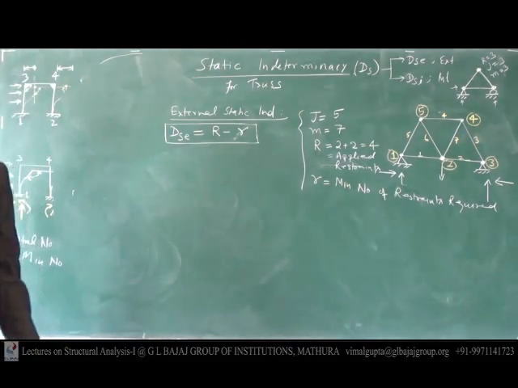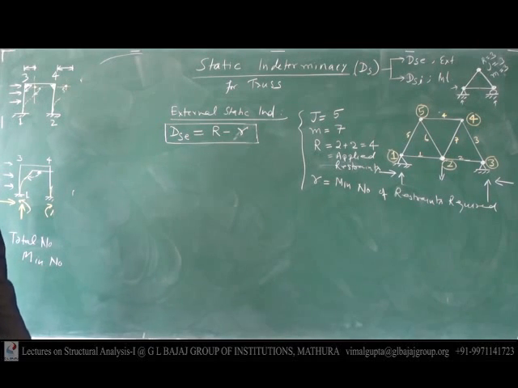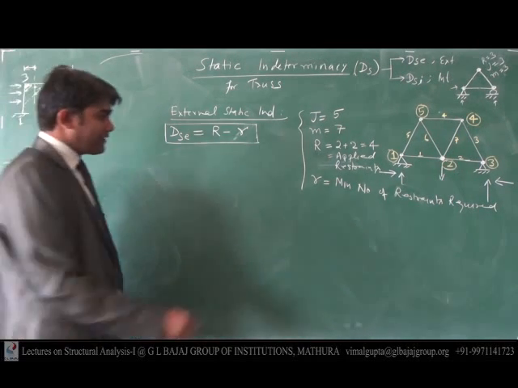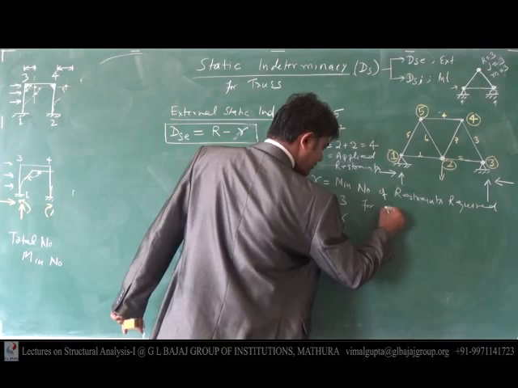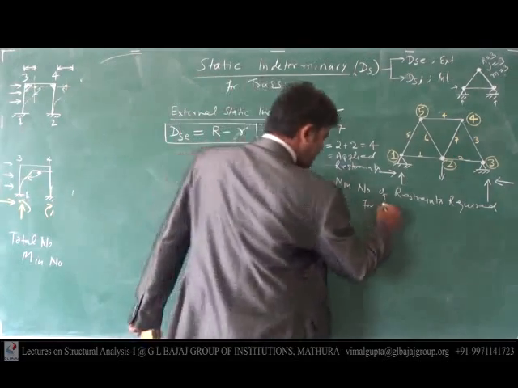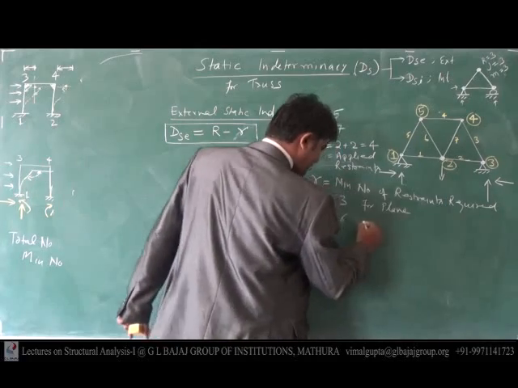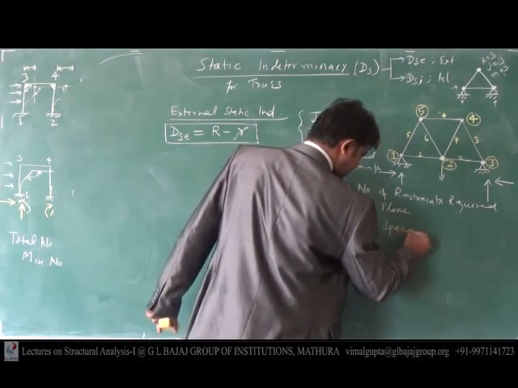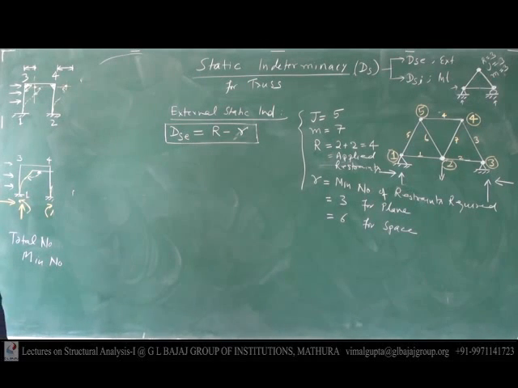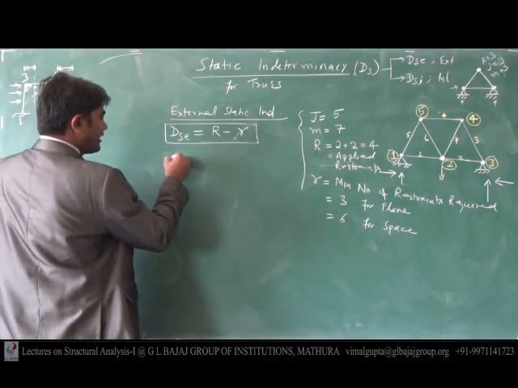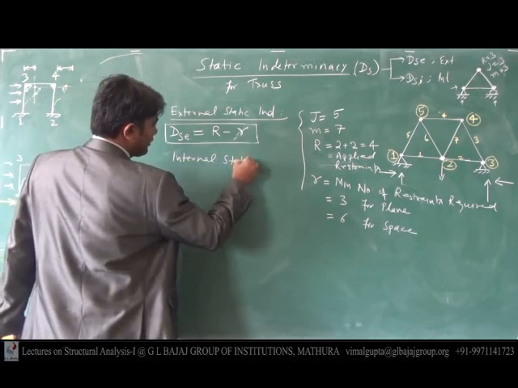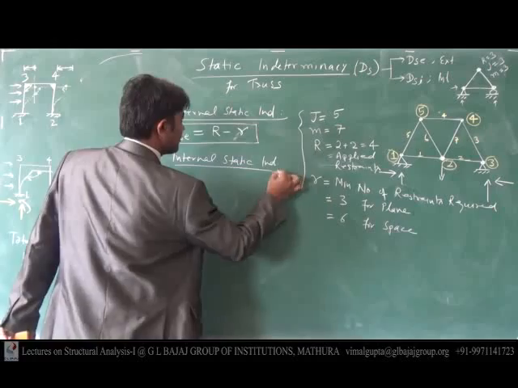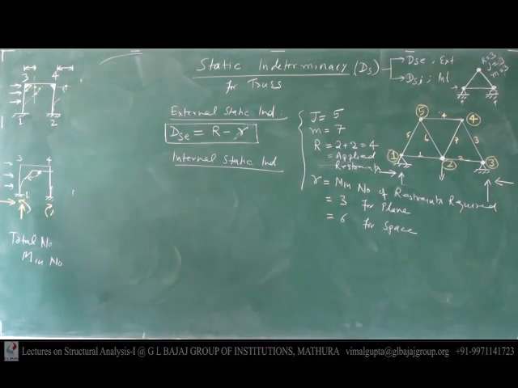This is the general expression: capital R minus small r. And you know very well the value of small r. It is 3 for plane and 6 for space. It's very simple. This is for external. Now for internal static indeterminacy.